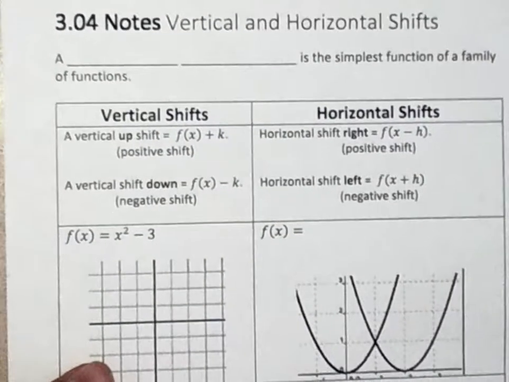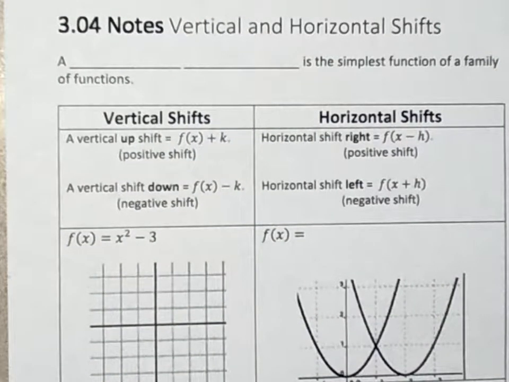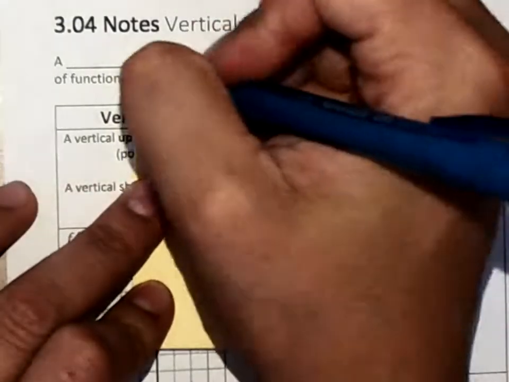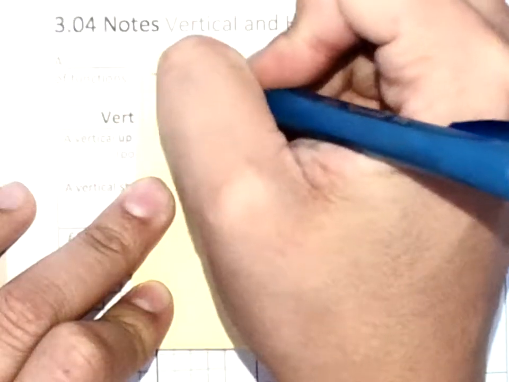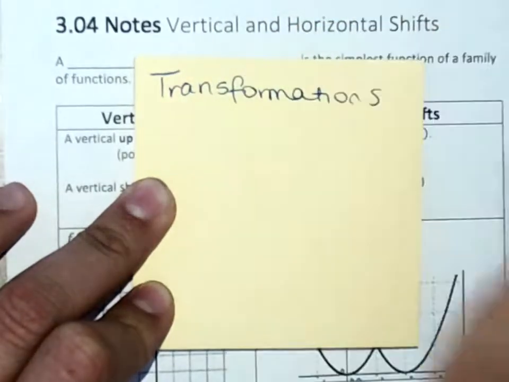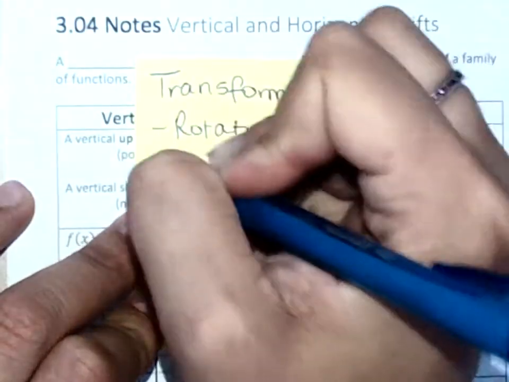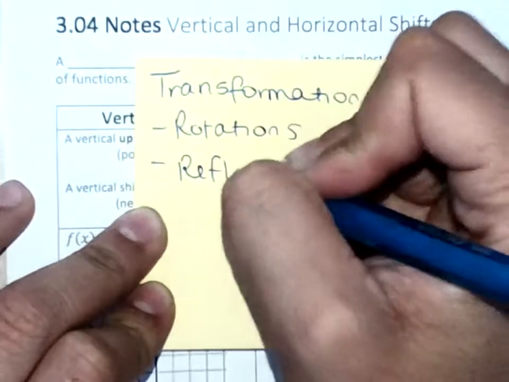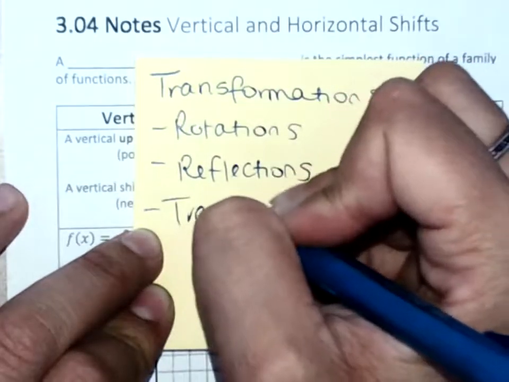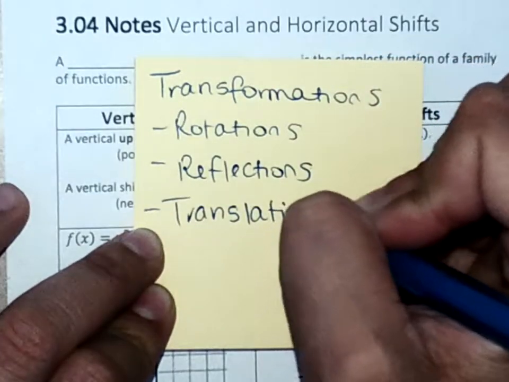In our notes today, we're going to be talking about vertical and horizontal shifts. You learned in 8th and 9th grade transformations, where you had rotations, reflections, and translations. What we're learning today is a lot like translations.